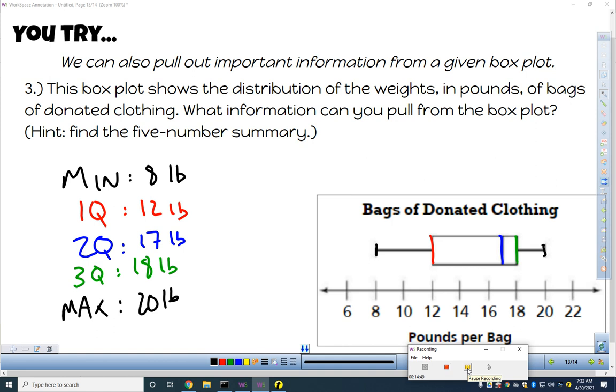All right. You'll notice that the lowest bag of clothing was 8 pounds. The heaviest bag of clothing was 20 pounds, and labeled on the graph are your first quartile, second quartile, and third quartile. So this helps to give you a picture of what people were donating in this particular situation.